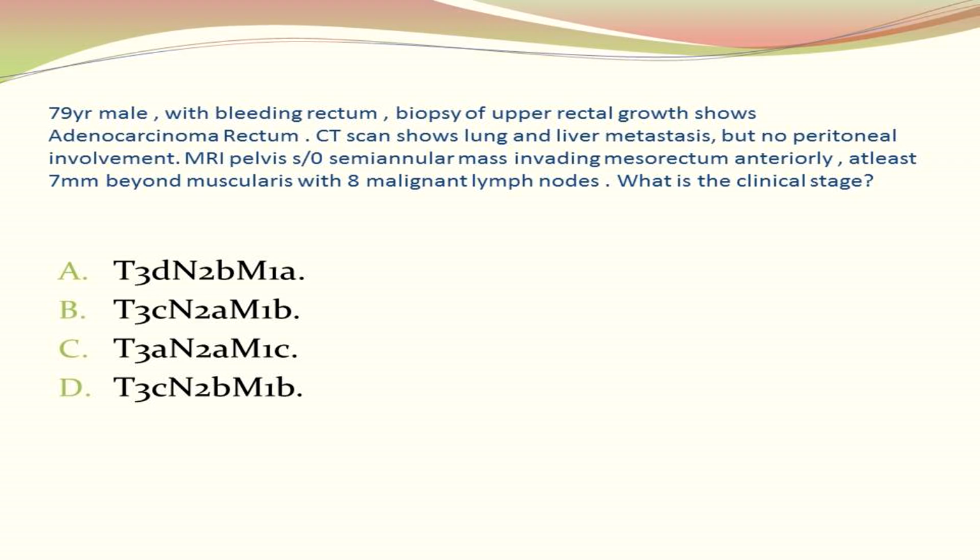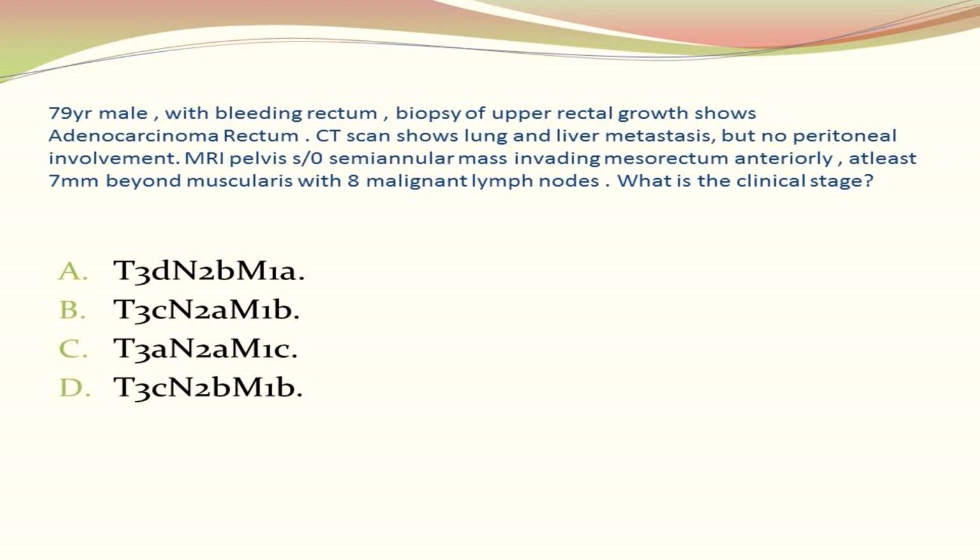Then come to the second clue. Second clue is of nodes. नोड्स क्या बता रहा है इधर? 8 नोड्स. 8 नोड्स में कौन सा आएगा? N2. A आएगा कि B आएगा? 8 नोड्स है, सो B आएगा. ओके, तो ये दो मैच हो गए.